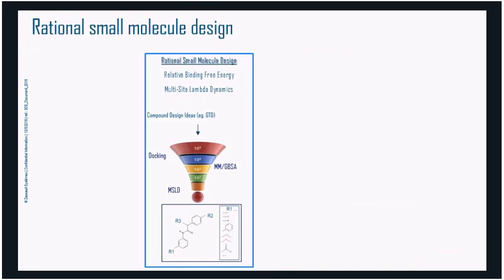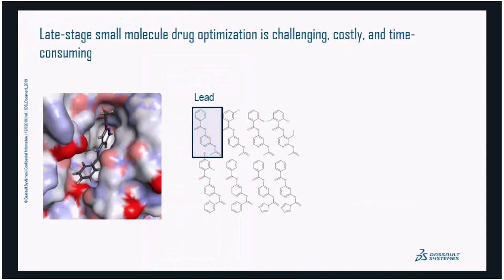Alright, so now we're going to switch gears and look at what's new for rational small molecule design. Our main area of focus for rational small molecule design is late-stage small molecule drug optimization. This can be very challenging, costly, and time-consuming. So why is this? Well, in order to optimize a particular drug, you need to have a very good idea of the protein-lead 3D structure. Ideally, you need to have some sort of co-crystal structure, maybe an NMR structure, or at least a docking pose that has been informed by experimental data to some degree.